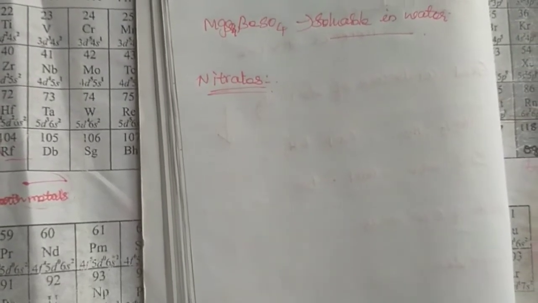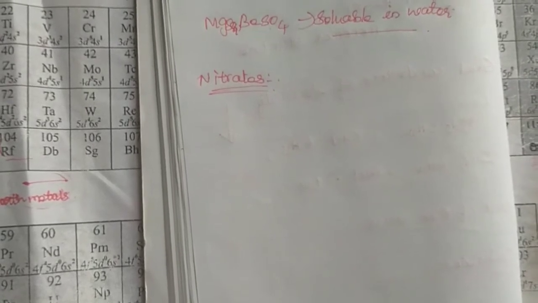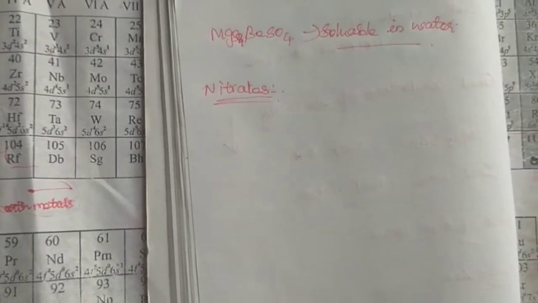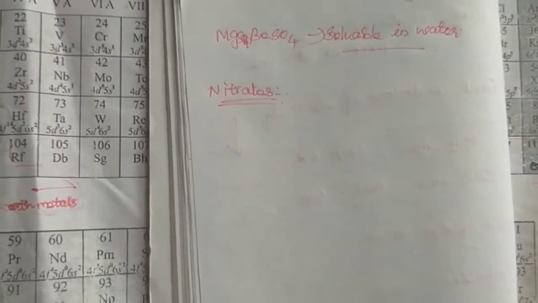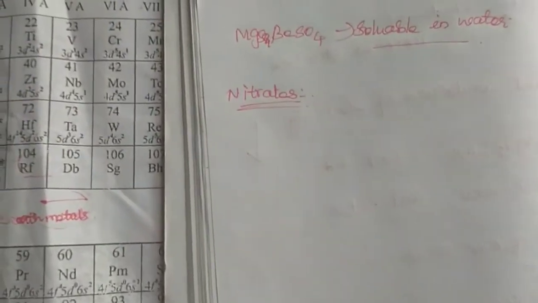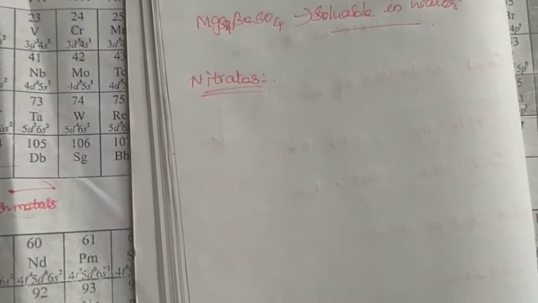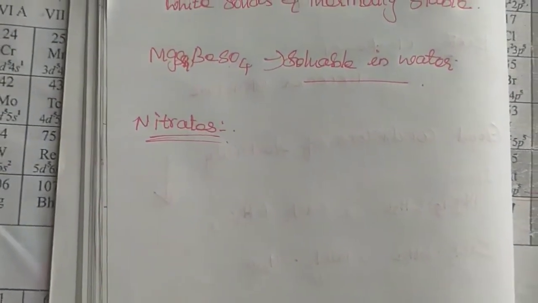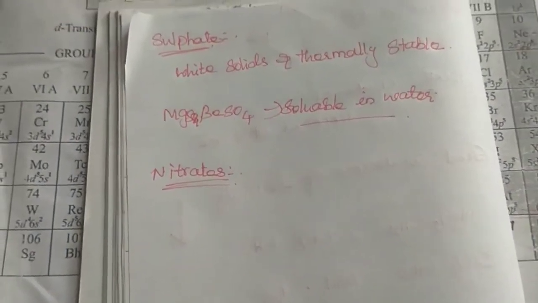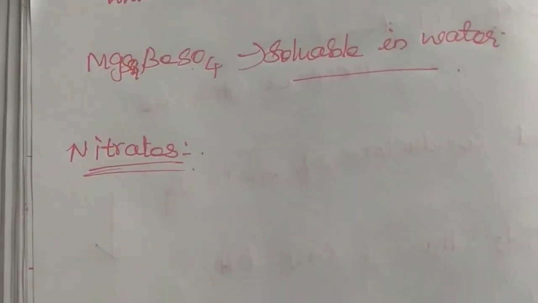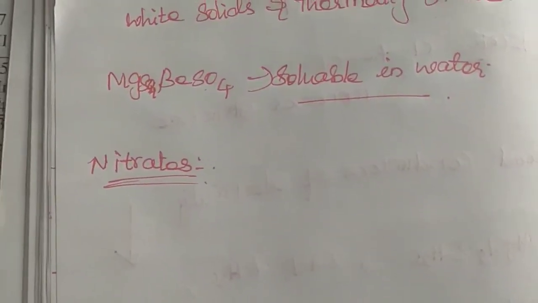So this again proves the decreasing tendency to form hydrates with increasing size. In the nitrates also it is the same case. When increasing the size, the hydrate formation is decreasing. The nitrates of all the alkaline earth metals generally decompose and form oxides.